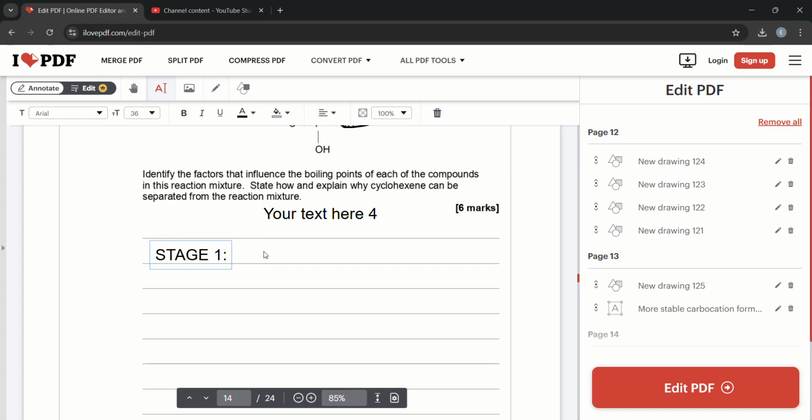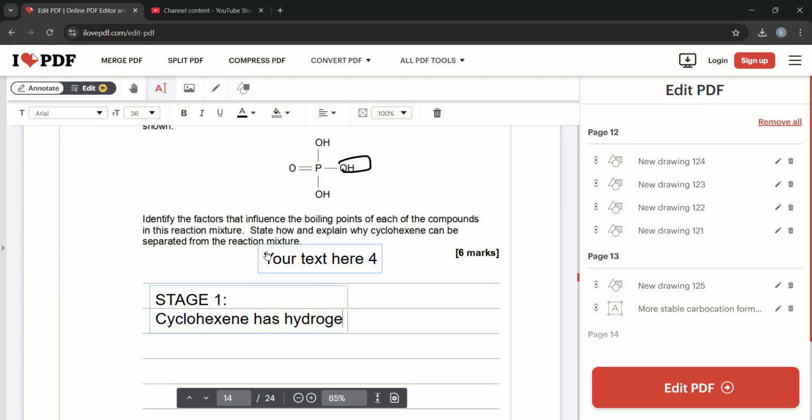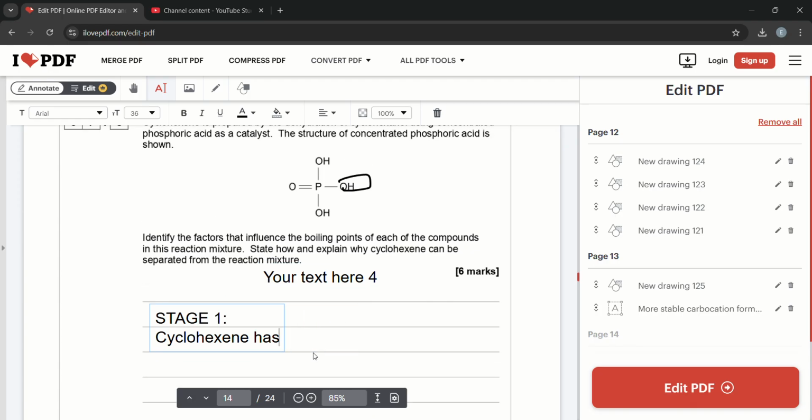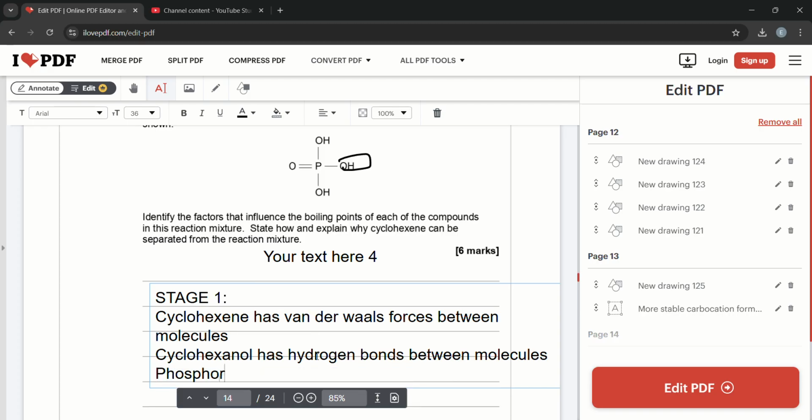So stage 1, let's just state the intermolecular forces between each one. Cyclohexene has van der Waals forces between molecules. Cyclohexanol has hydrogen bonds between molecules, and so does phosphoric acid. Phosphoric acid has hydrogen bonds between molecules.